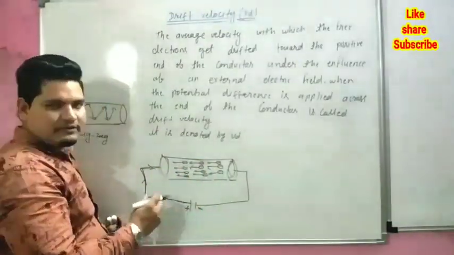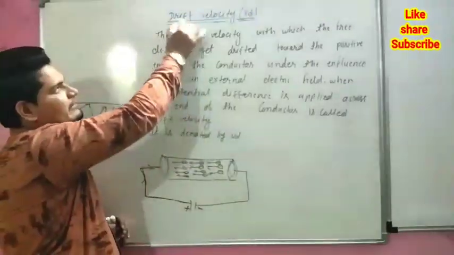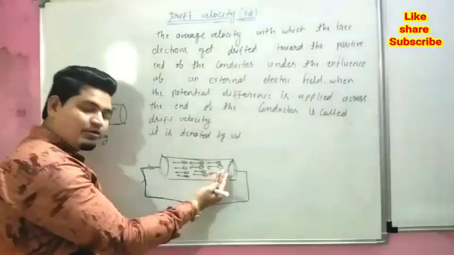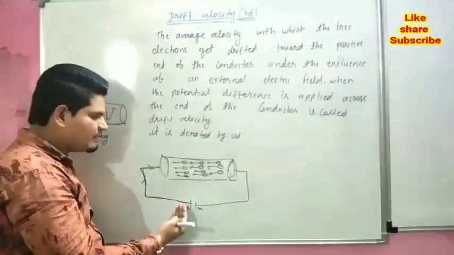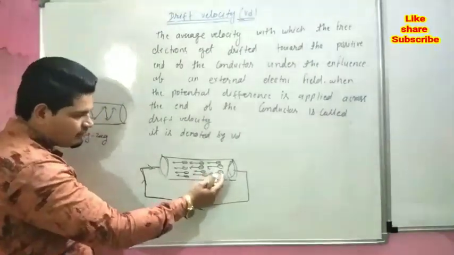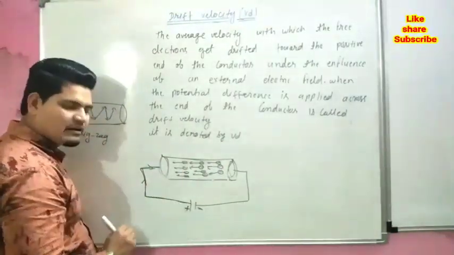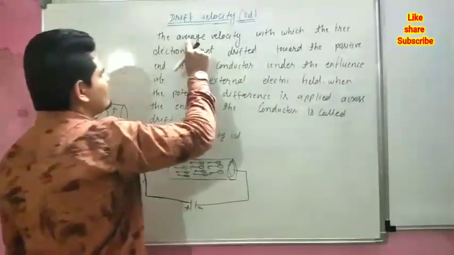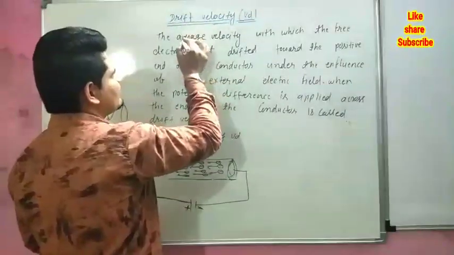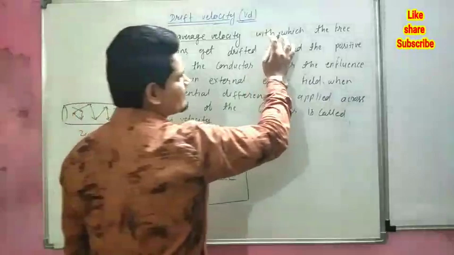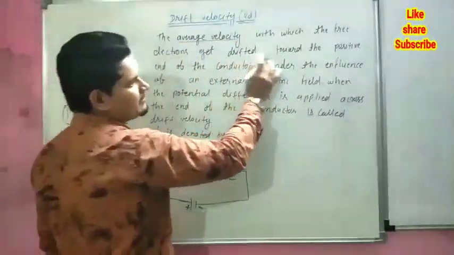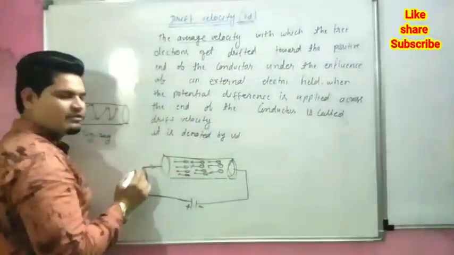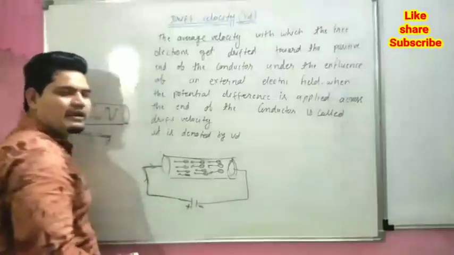So the average velocity is called drift velocity. The drift velocity is the average velocity with which electrons drift toward the positive terminal of the battery under the influence of an external force. So the definition is: drift velocity is the average velocity with which the free electrons get drifted toward the positive end of the conductor. This is the positive end of the conductor, this is the negative end of the conductor.